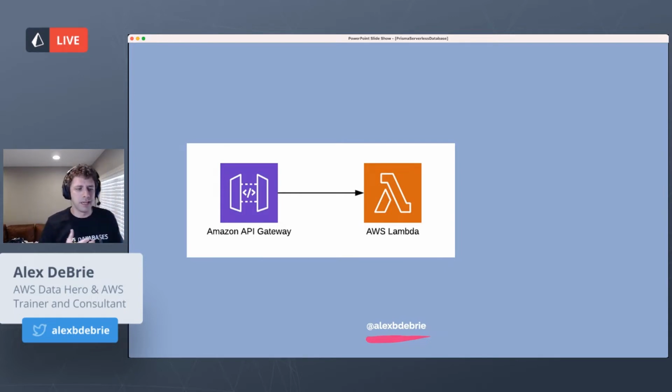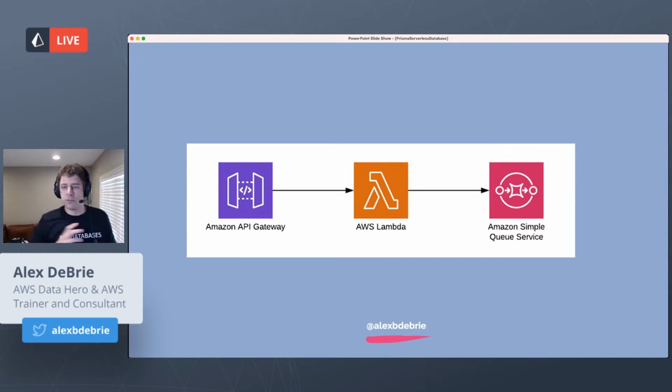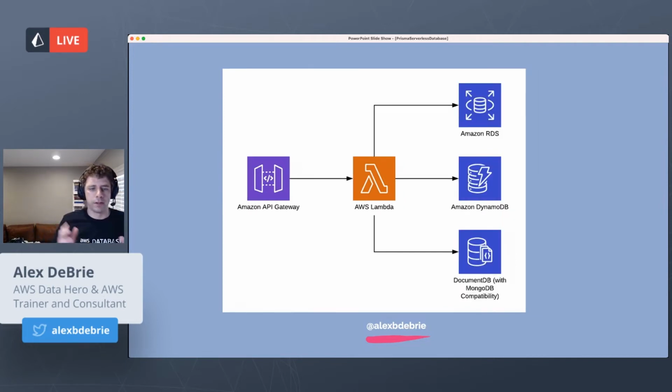But just the code itself and API Gateway, that's not enough. Usually you need some other service, which could be Amazon S3, maybe you're storing or retrieving blobs of data, or maybe a queue service, right? You're queuing some data in something like Amazon SQS, or any number of other services: EventBridge, Kinesis, SNS, things like that. But really, at some point, you're probably going to need a database, right? And if you're working within the Amazon world, there are a couple of different database options. You have RDS, DynamoDB, DocumentDB.